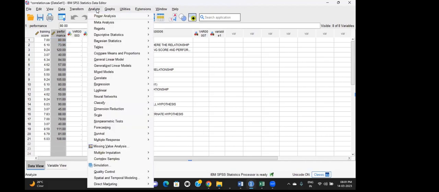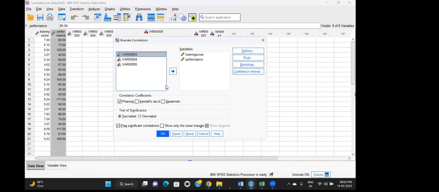Go to analyze. Let me start with this. Go to analyze, right? Go to correlate. Please note down the steps that you have to take. What are the different steps to find out the same? So go to analyze, go to correlate and bivariate. Can you see this? Okay, so let me reset this.